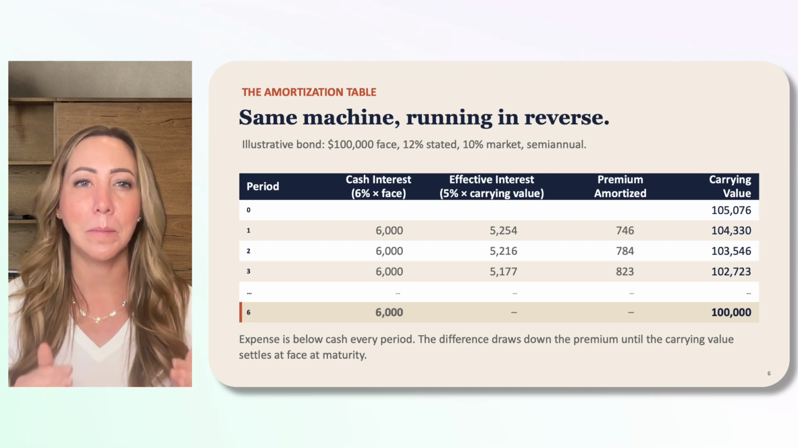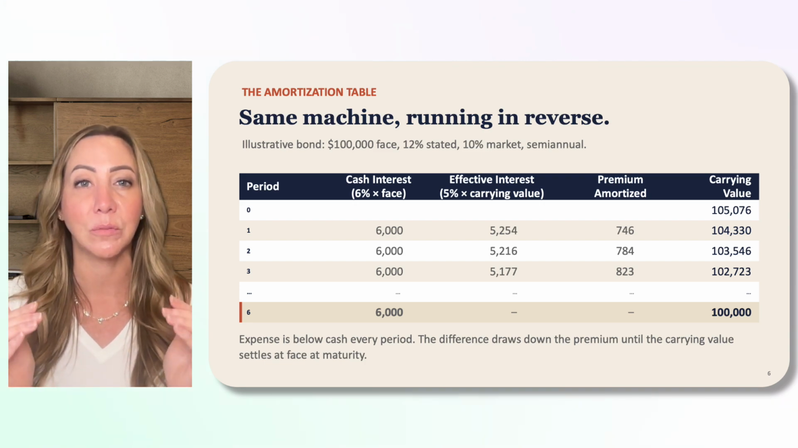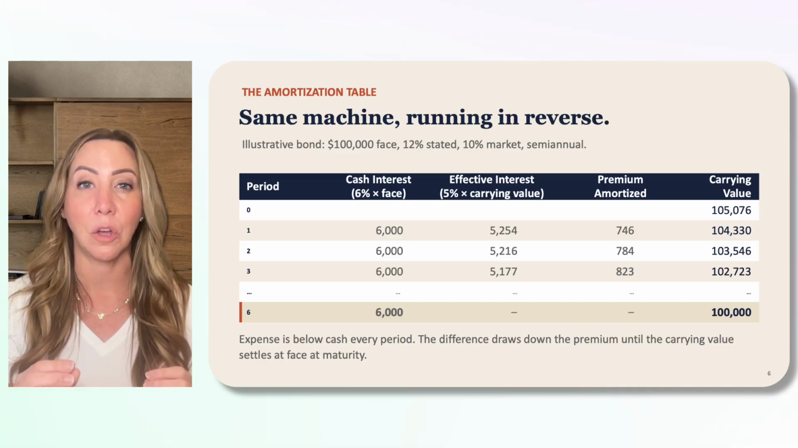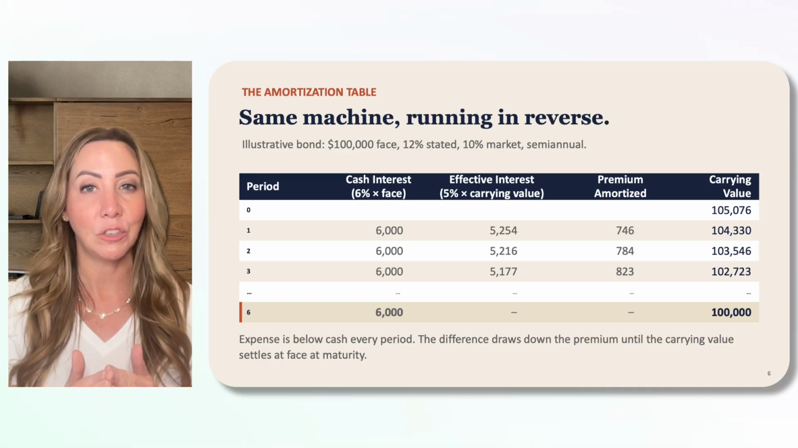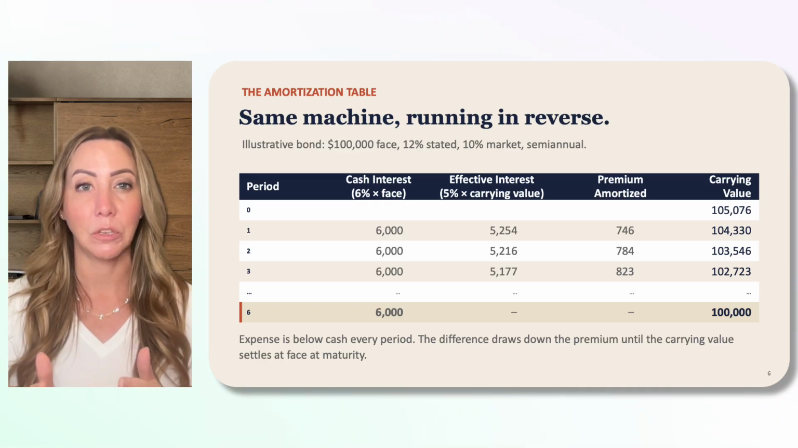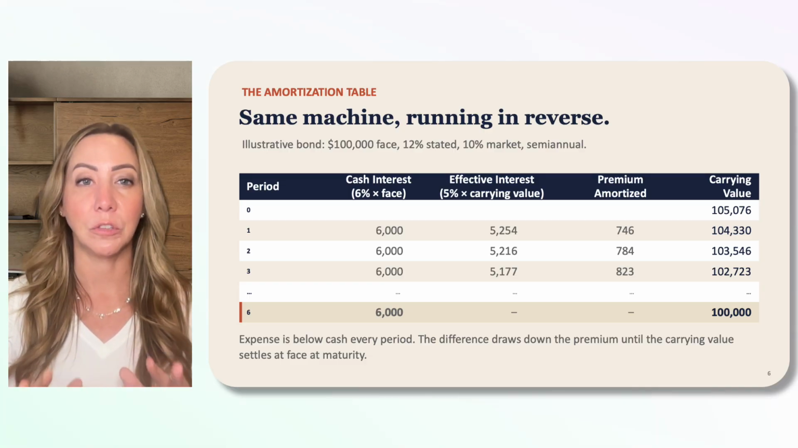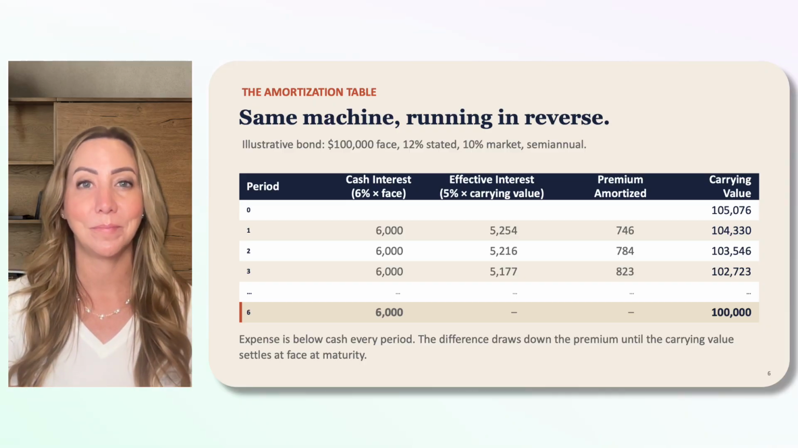Run down the last column of the table and you'll see that the carrying value is falling period after period until it settles exactly on $100,000 at maturity. Same destination as the discount bond, the face amount, just approached from above instead of below. The table allocates the reduced interest so that the premium is fully amortized right as the bond becomes due.